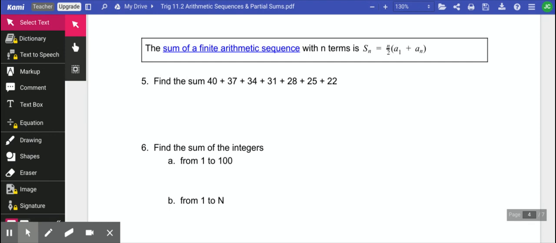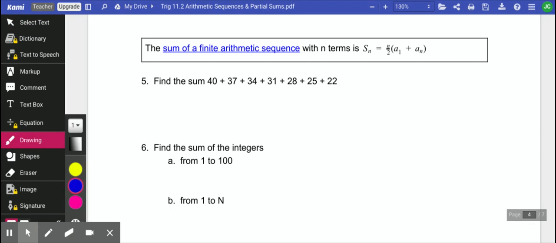Let me show you how this works. We want to find the sum of this. Now, clearly, you can plug that into your calculator, but the point of this lesson is to learn how to use the formula. So just humor me and we'll use the formula. There are 1, 2, 3, 4, 5, 6, 7 terms, so we are finding the 7th partial sum.